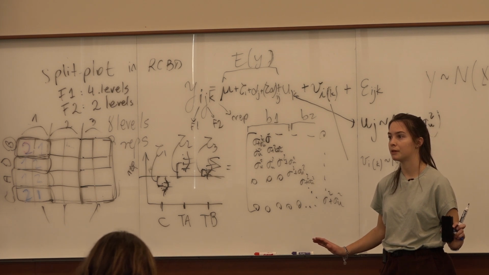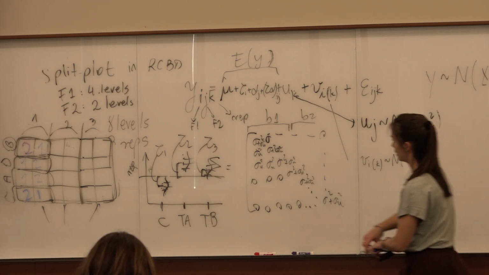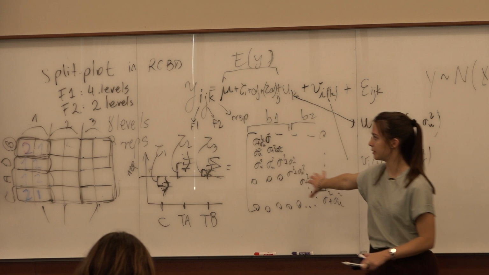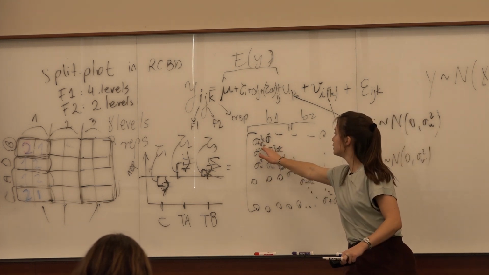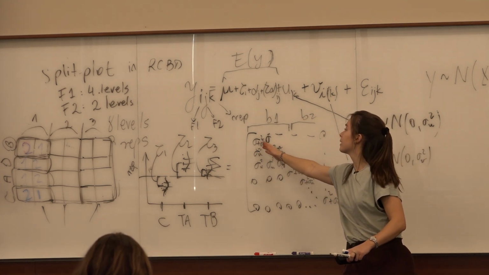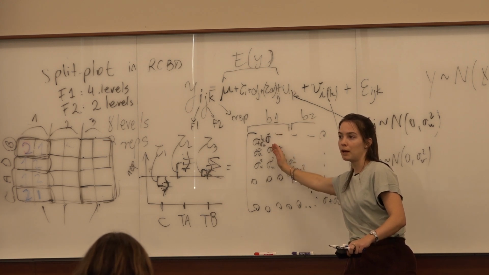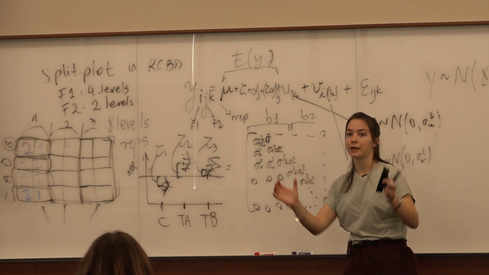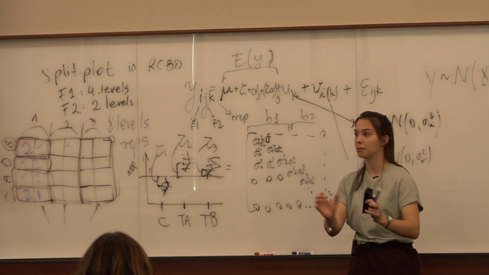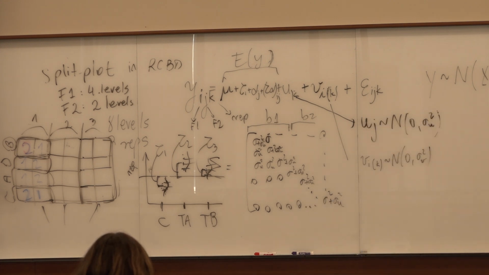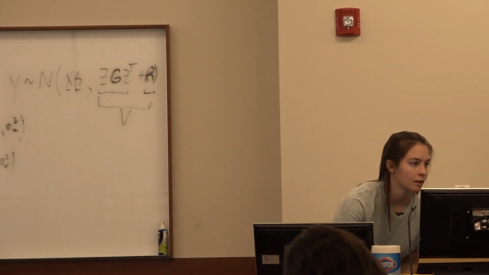Questions? I'm not going to write. So to this, we would add the variance of the whole plots, and then all the observations that share whole plots also share that sigma squared. You see?